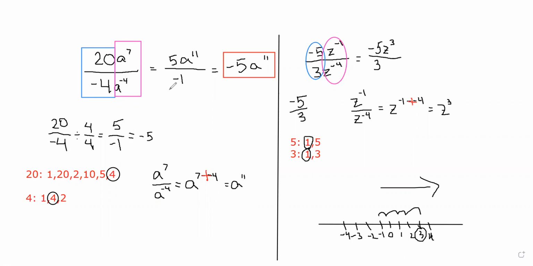So this, whoops, choose white. 5 over negative 1 simplifies to just negative 5. It doesn't really matter whether you say 5 over negative 1 or negative 5 over 1. Same thing, the negative can go anywhere. Sometimes people just put it out front and it applies to the whole thing, right? So yeah.